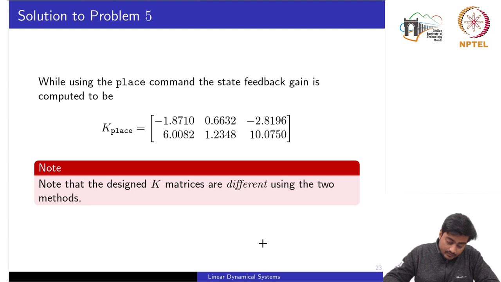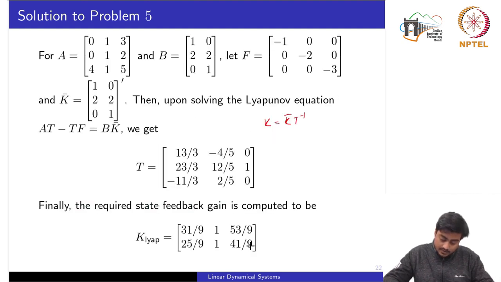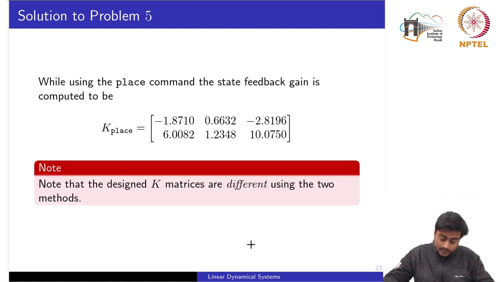Now in MATLAB, we can use this place command to compute another state feedback matrix, which is given by this one. Right. Now, if you see this equation and this state feedback gain, they both are different. Both the designed K matrices are different. Now, it could be verified that if we use either of the state feedback gain matrices, the eigenvalues would definitely be placed at the same location, -1, -2 and -3.